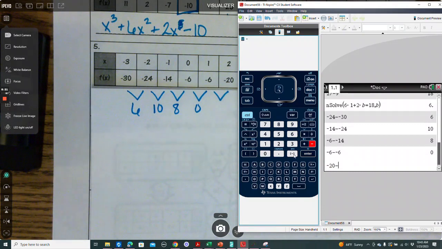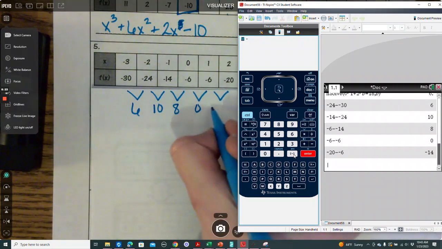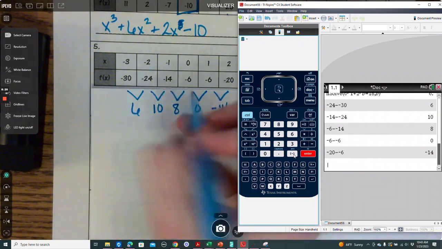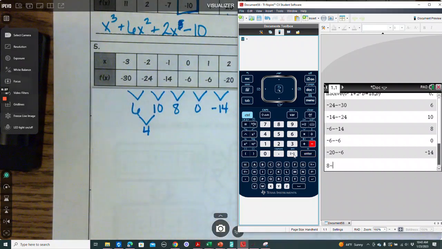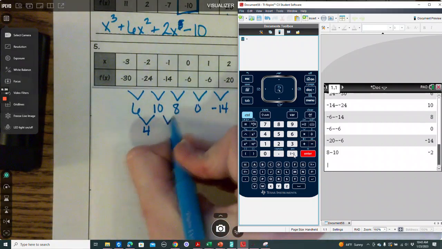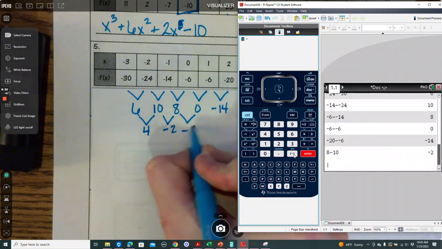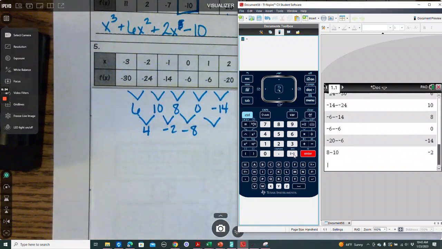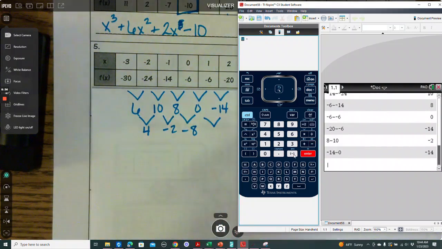Negative 20 minus negative 6 is negative 14. 10 minus 6 is 4. 8 minus 10 is negative 2. 0 minus 8 is negative 8. Negative 14 minus 0 is negative 14.